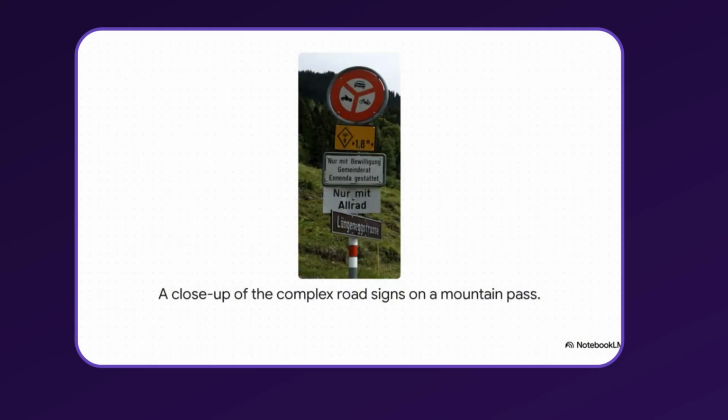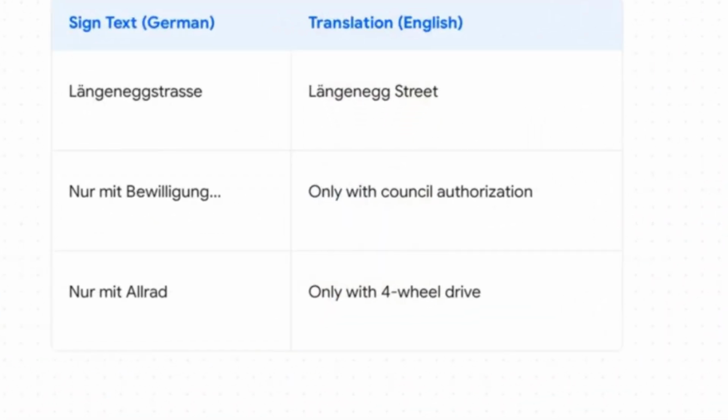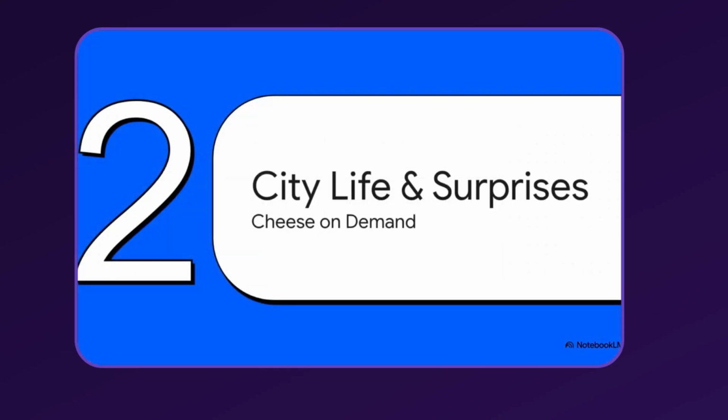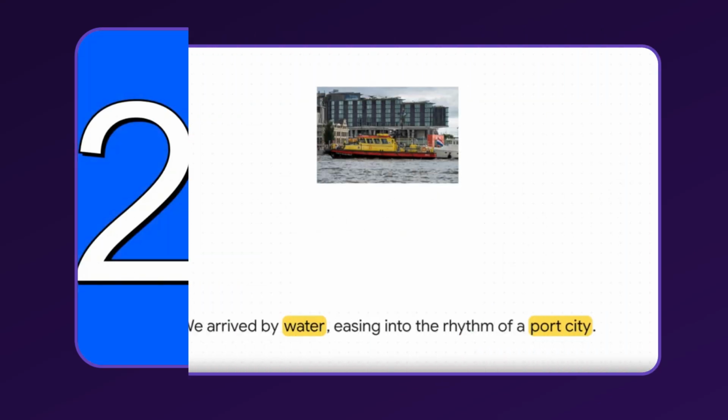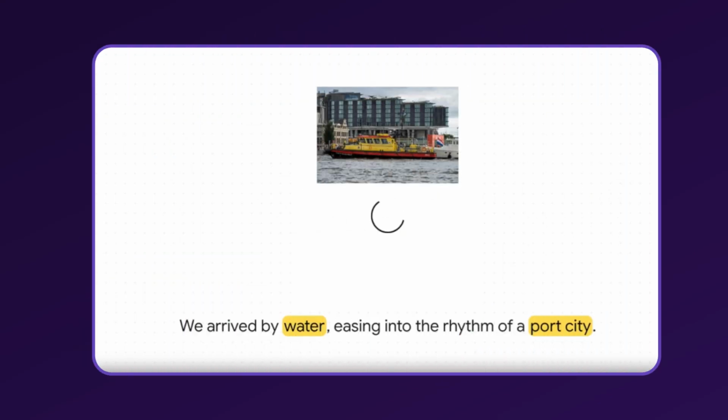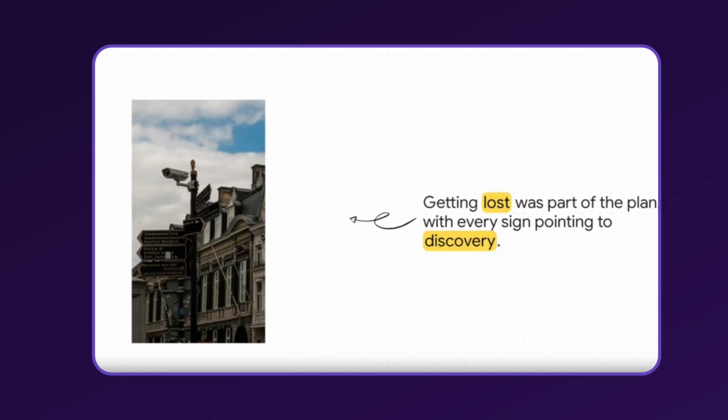Imagine uploading 50 random photos from your trip to Europe. NotebookLM analyzes all the images, reads any text or signs in the photos, understands the locations and context. Then it creates a video narrative that walks through your entire adventure. It's like having a professional travel documentarian edit your photos into a story.